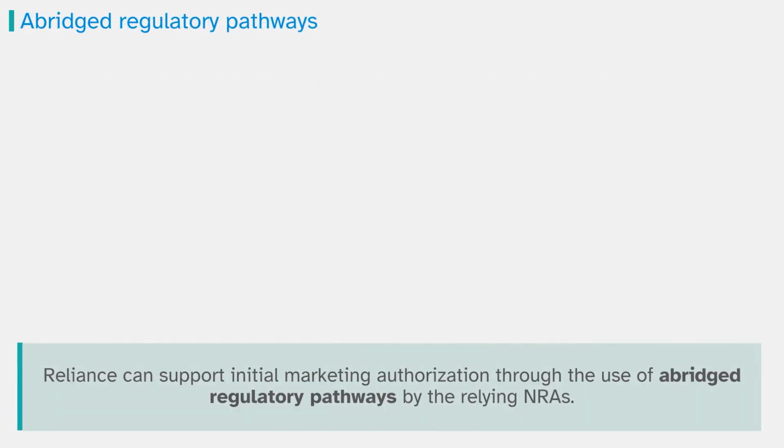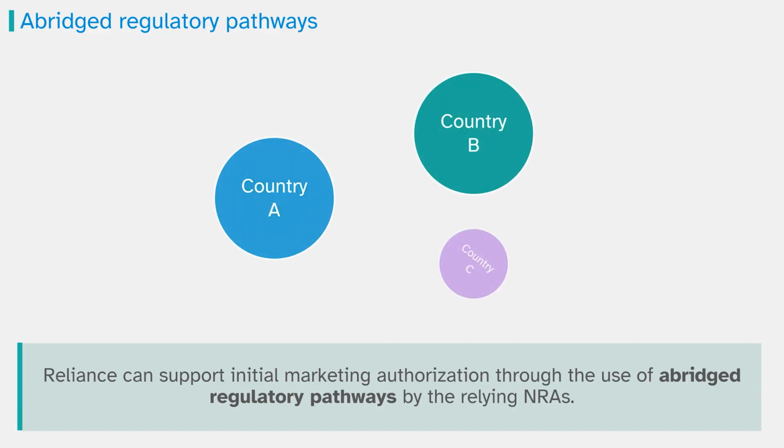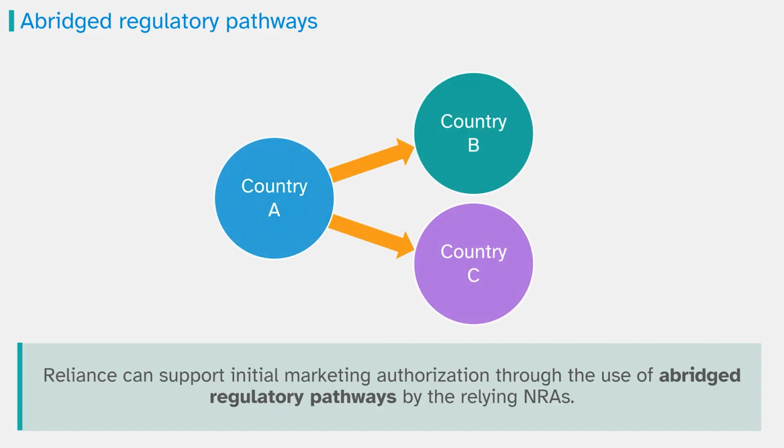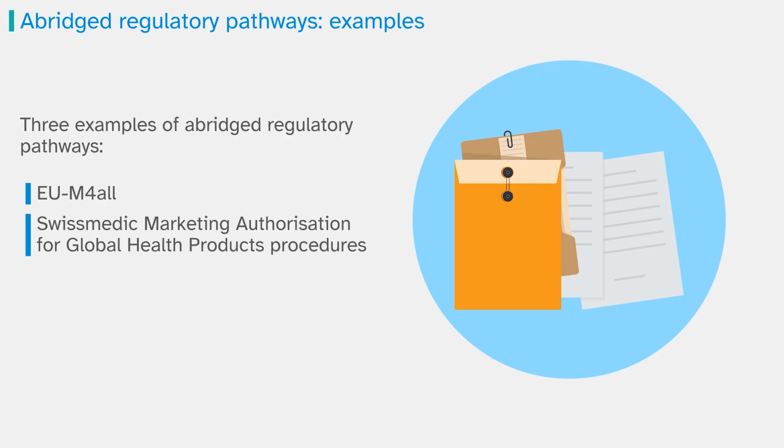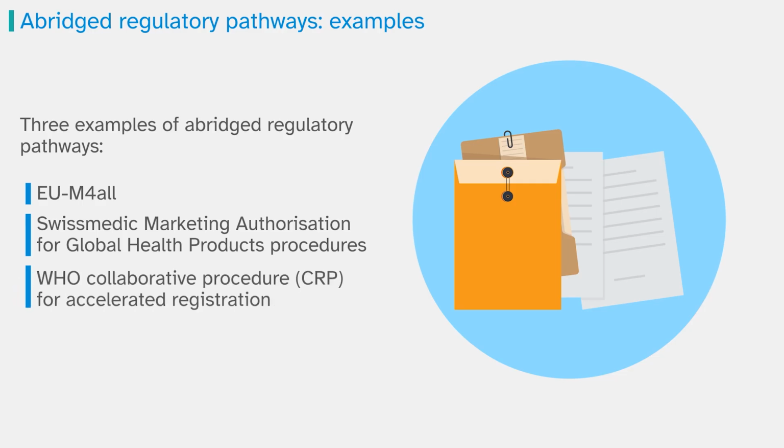Reliance can support initial marketing authorization through the use of abridged regulatory pathways by the relying NRAs. 3 examples of abridged regulatory pathways in which reliance is used to facilitate the registration of medical products are EU M for All, or EU Medicines for All, also referred to as European Union Article 58, the Swiss Medic Marketing Authorization for Global Health Products Procedures, and the WHO Collaborative Procedure, or CRP, for Accelerated Registration.